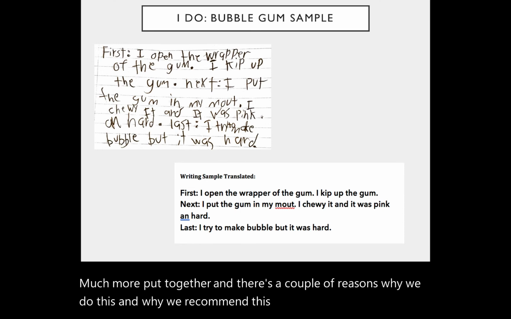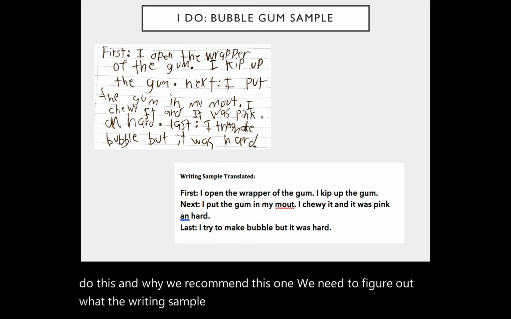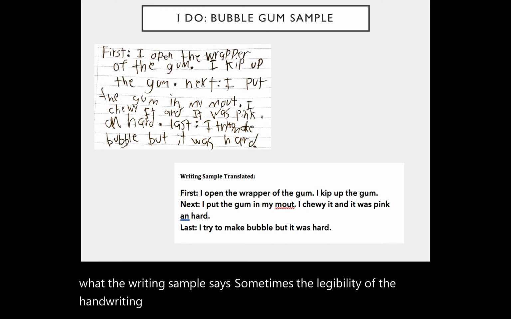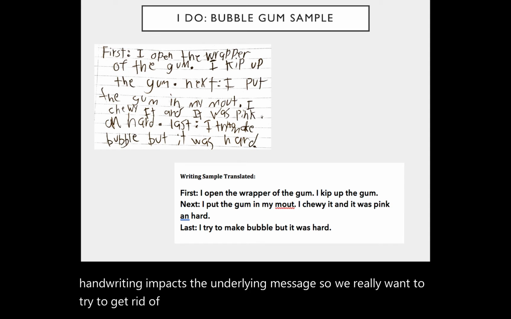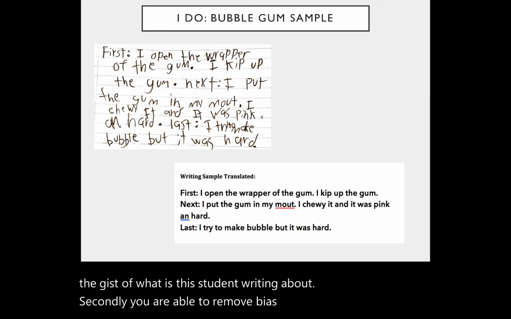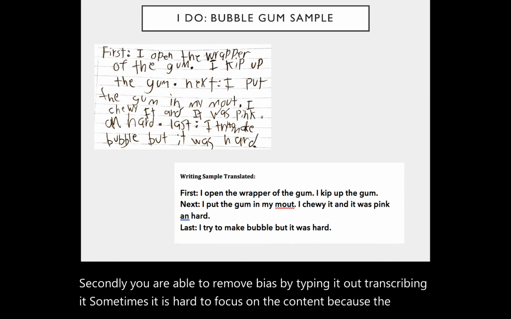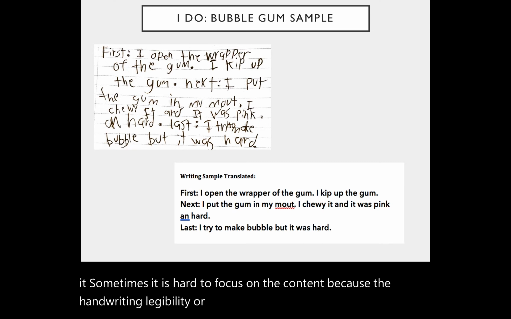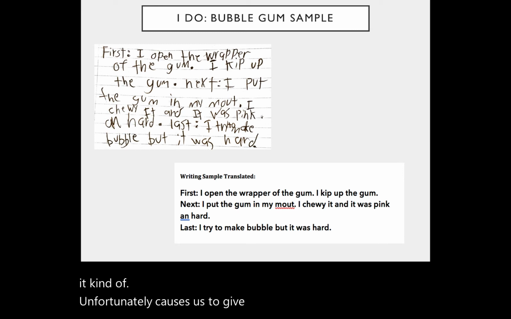One, we need to figure out what the writing sample says. Sometimes the legibility of the handwriting impacts the underlying message. So we really want to get rid of as much distraction as possible so we can get to the gist of what the student is writing about. Secondly, you are able to remove bias by typing it out. Sometimes it is hard to focus on the content because the handwriting legibility or the spelling is really rough, so it unfortunately causes us to give the student a lower score in a specific area.